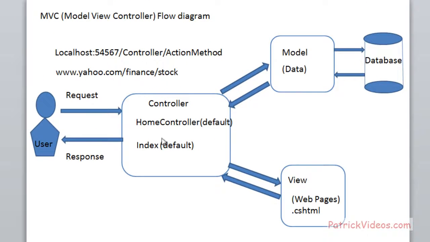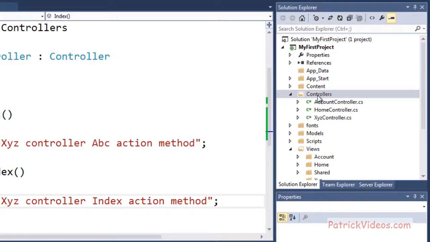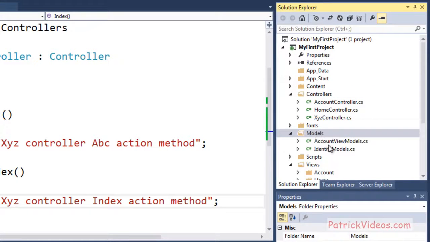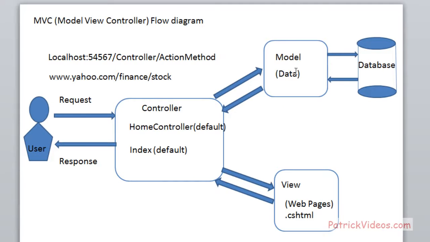Now that we have seen how to call different controllers and different action methods, let us involve the model. So in your project, you will see a folder called models. It has a bunch of class files. Let's not worry about what they are for now. Let us create a model class. As we can see in this diagram, model represents data.